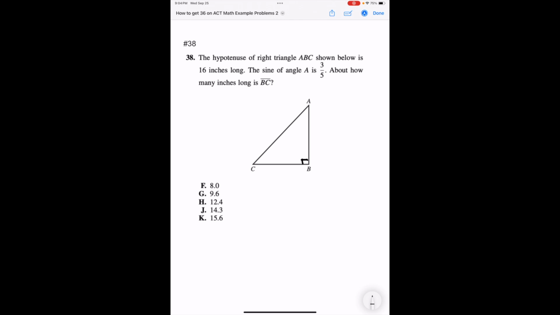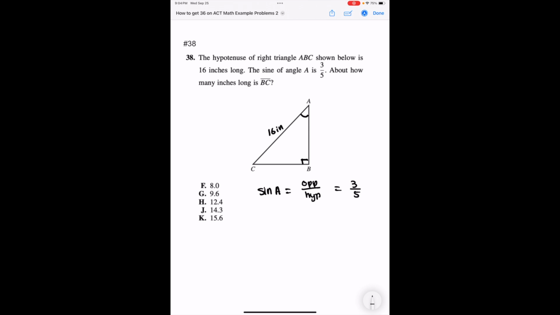The hypotenuse would be AC, and so this is 16 inches long. And it states that the sine of angle A is 3 over 5. The sine of an angle is going to be the opposite over hypotenuse. And in this case, it is 3 over 5.